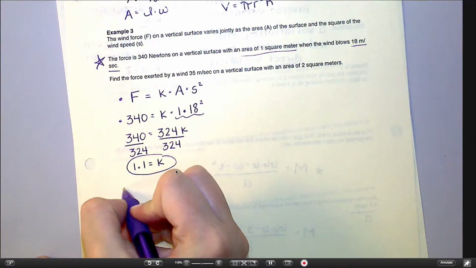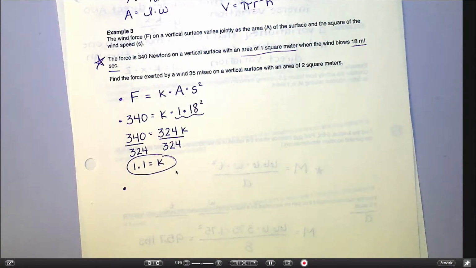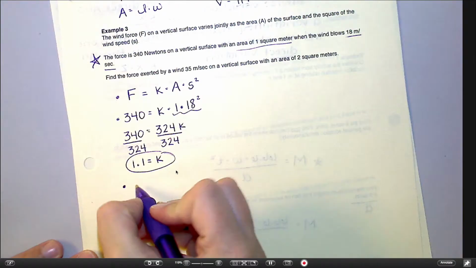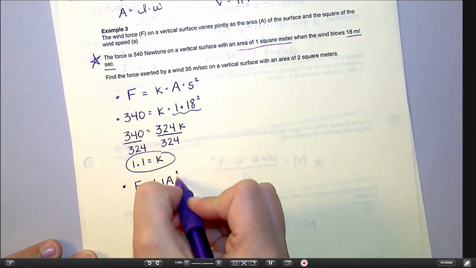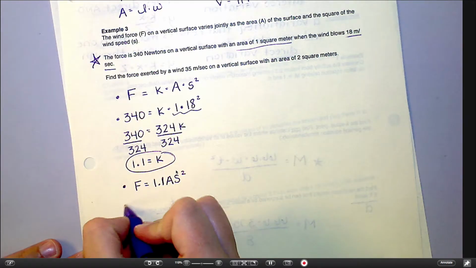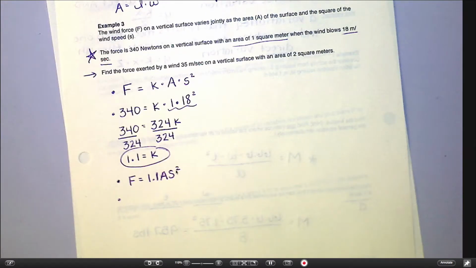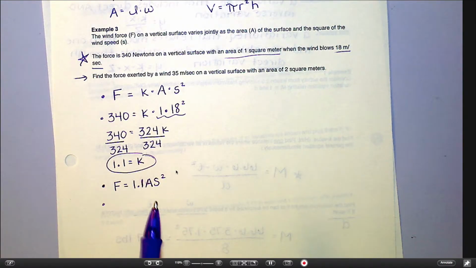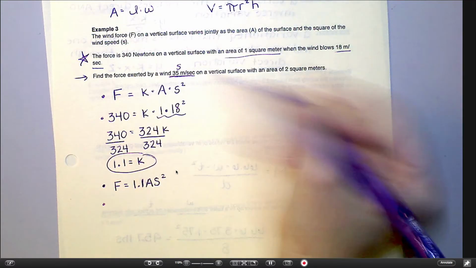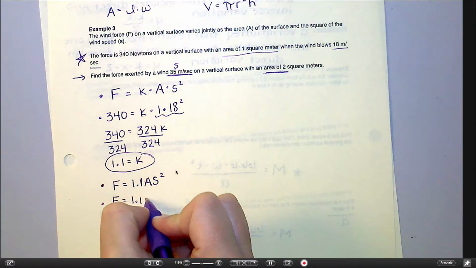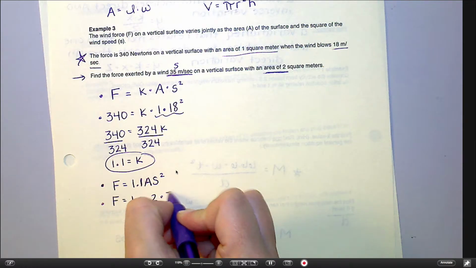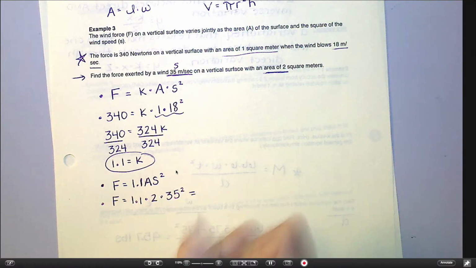Okay. What's my third step then? If I wanted to make a formula, it would be 1.1 A S squared, right? And now I can plug in the values that I actually want. So what value is this? The 35. That goes in for what? That's my S, my speed. And then my area is over here, 2. So 1.1 times my area of 2 times 35 squared. I'm going to just rely on you for that.